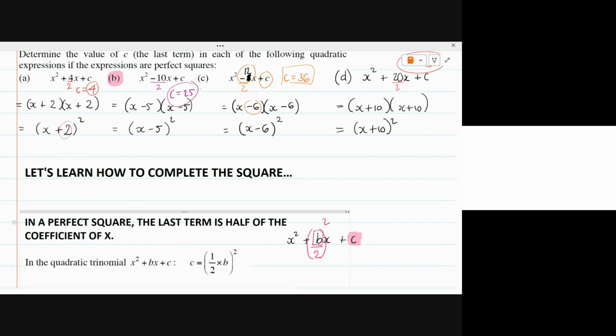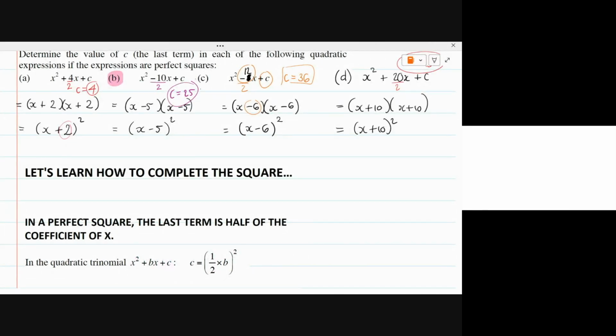Okay, exactly. Beautiful. So here is the rule that we're looking at. If we have the quadratic trinomial x squared plus bx plus c, then the c value, the value at the end, is just half of the b value squared. They are free marks, correct.